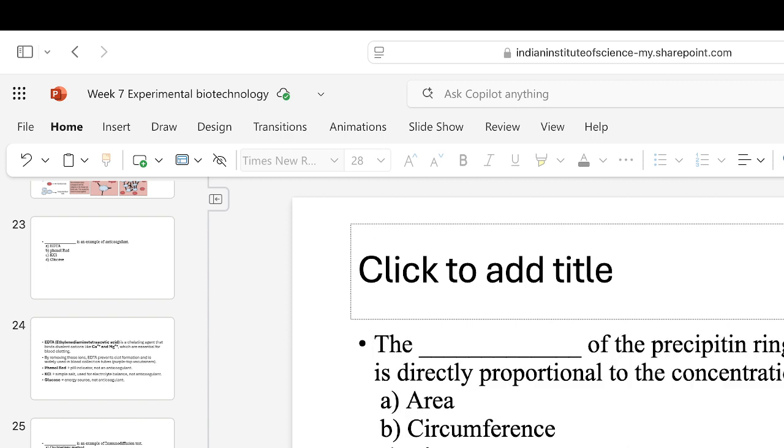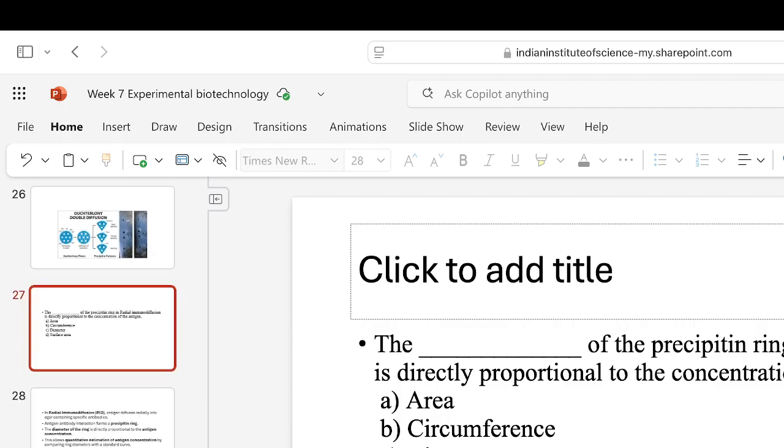Fine. The next question is, dash of the precipitin ring in radial immunodiffusion is directly proportional to the concentration of the antigen. Yeah, here you can apply your knowledge on the concentration and let me know how this is different from the previous one.